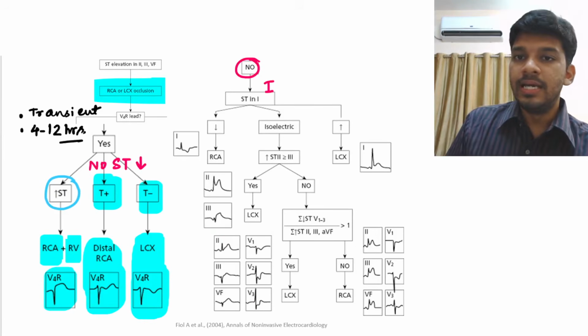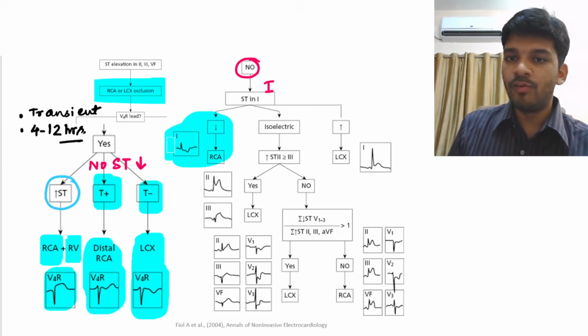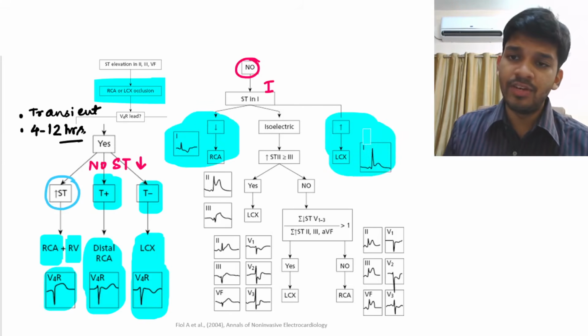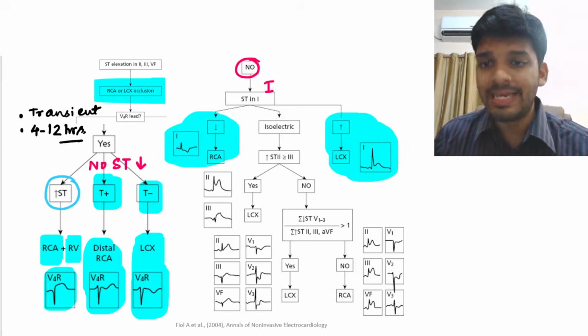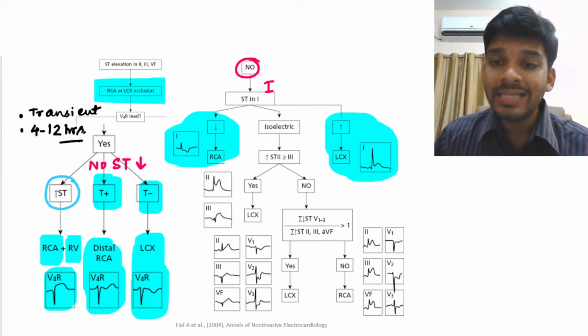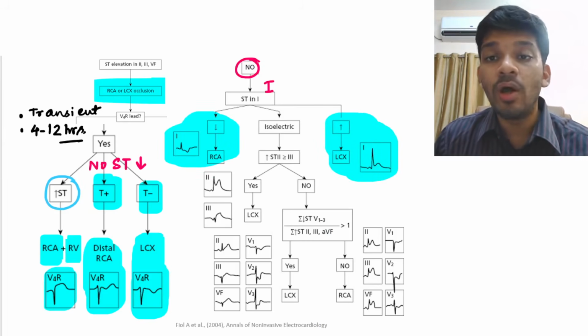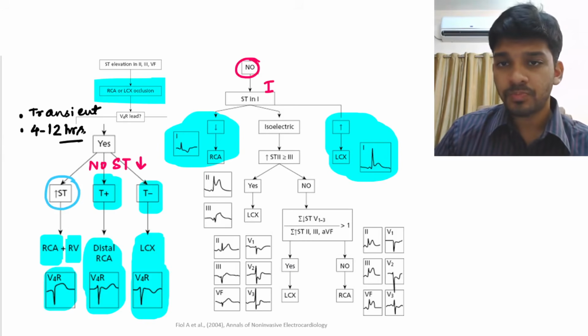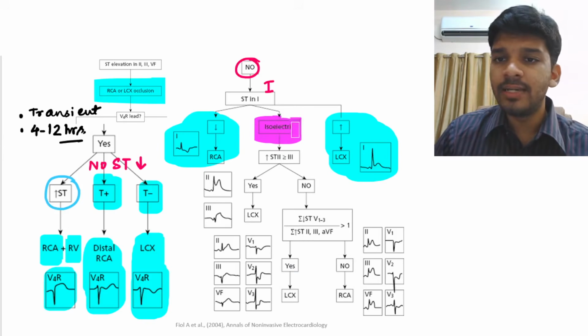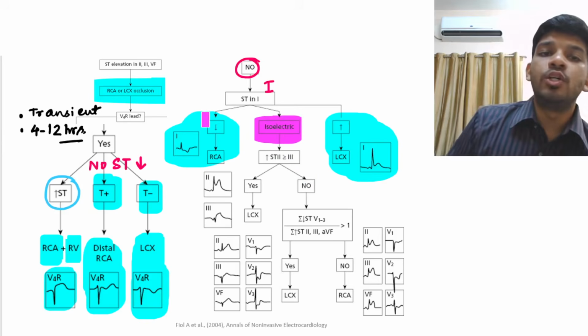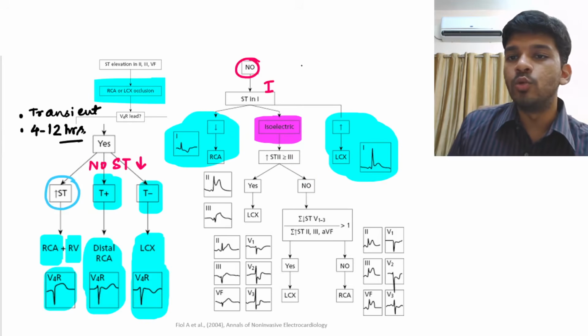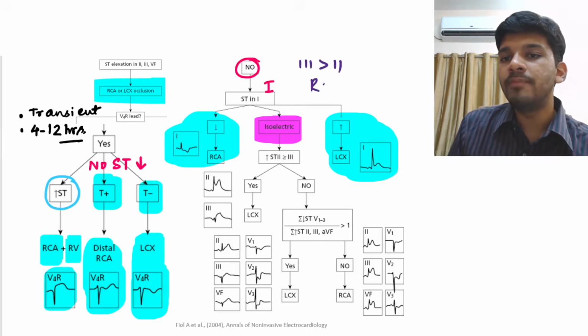So now you look at this. If there is ST segment depression, straightforward you call it RCA occlusion. If there is ST segment elevation, you straightforward call it LCX. Your doubt comes when it is isoelectric, and that is where the Fiol algorithm comes into use. So if this is isoelectric, then you look at whether ST elevation in 2 is more than 3 or 3 is more than 2. Remember, 3 more than 2 is RCA and 2 more than 3 is LCX.